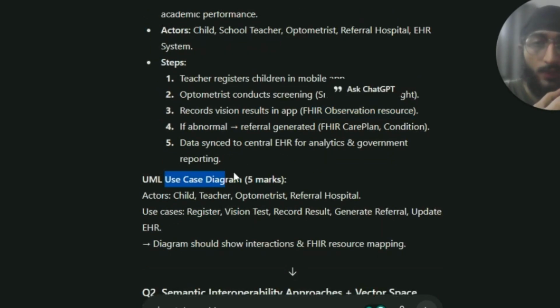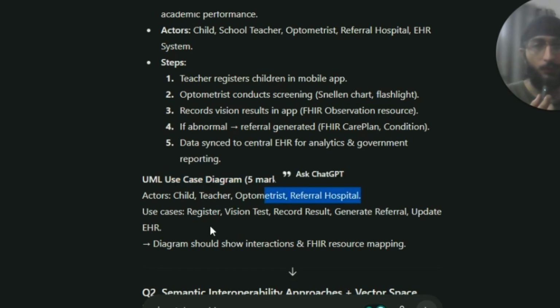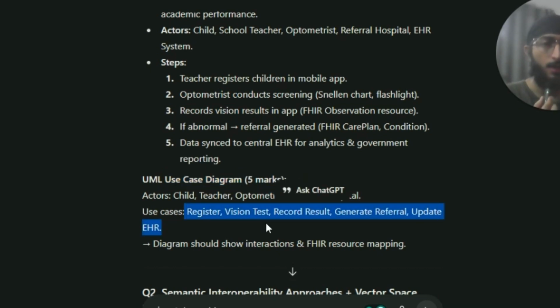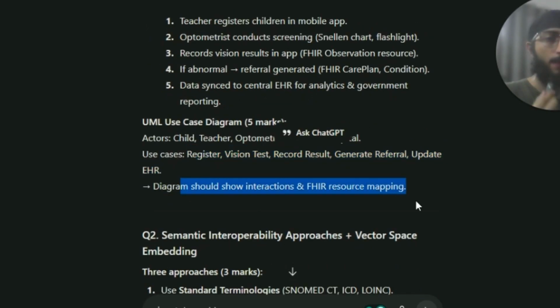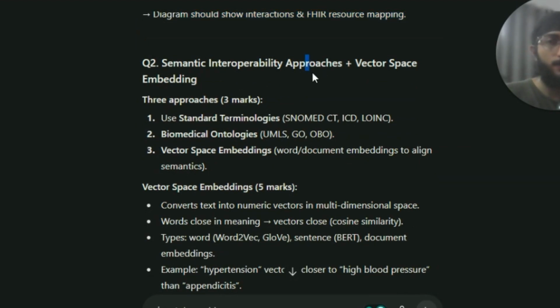Now moving on, the UML use case diagram. Actors are child, teacher, optometrist, referral hospital. Use cases: register vision test, record result, generate referral, update EHR. The diagram should show interactions and FHIR resource mapping.